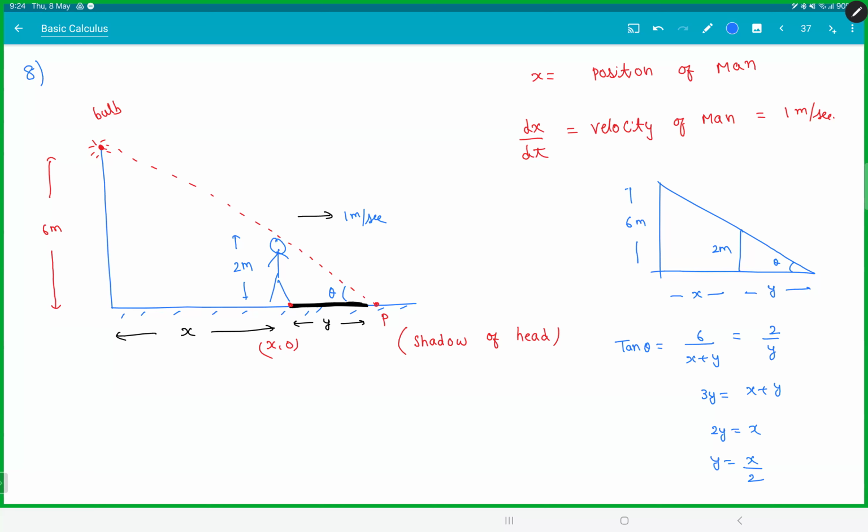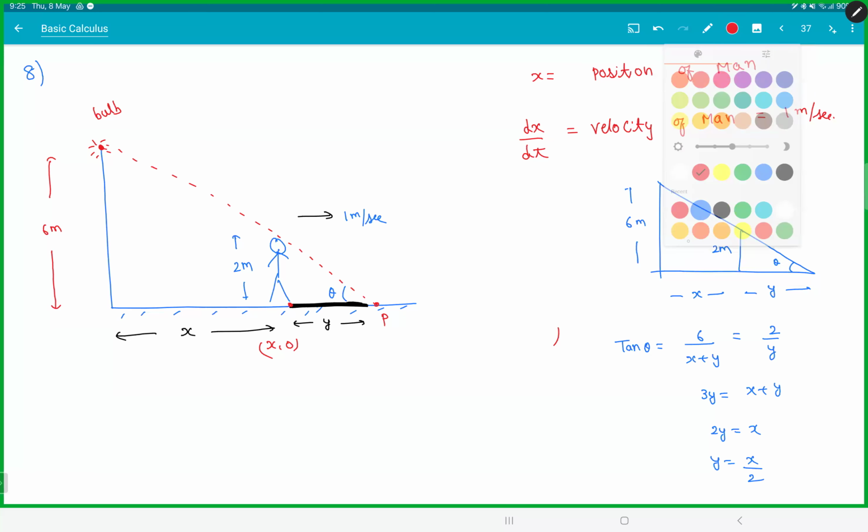That means we got a relation: the length of the shadow is always half of the distance between the man and the wall. Isn't that what we got? The length of the man's shadow is always half of the distance between the man and the wall. And this is geometry, school geometry. I didn't use any hi-fi maths here. So you're done. You got y is equal to x by 2.